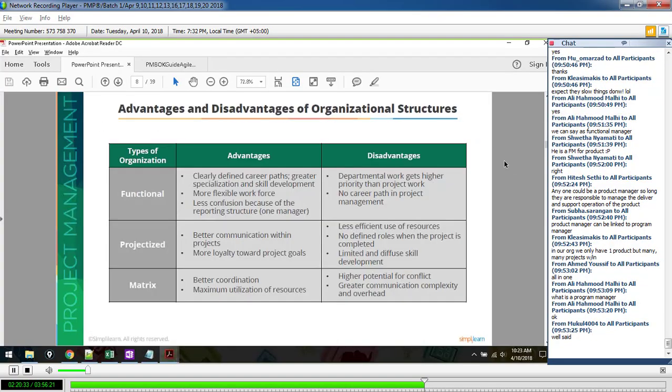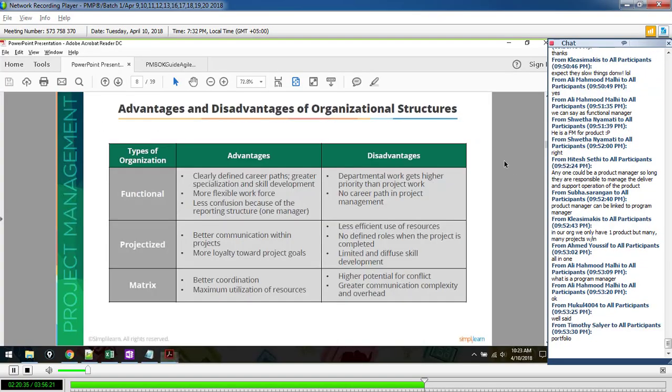Okay, so in review, functional organizations are great because they have clear defined career paths and a more flexible workforce. You only have one manager, and they say exactly where it goes. But projects are often downplayed, and that's all right. There's always a business reason why project management may not have that great of a voice inside of functional organizations. You have to expect that.